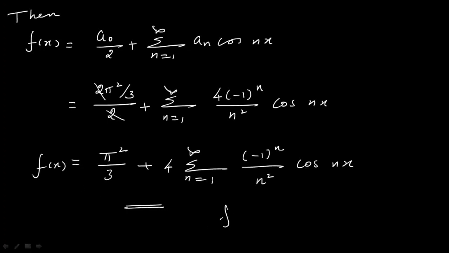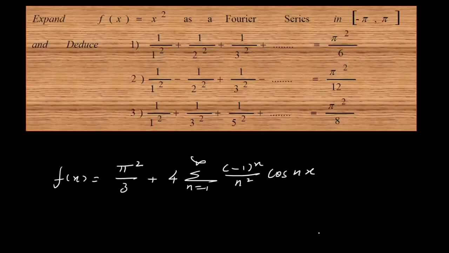Okay, that is the Fourier series representation of the given function f of x equal to x square, that is defined in the interval minus pi to pi. Now, after getting the series, let me enter into the problem. So the function is defined in the closed interval minus pi to pi.